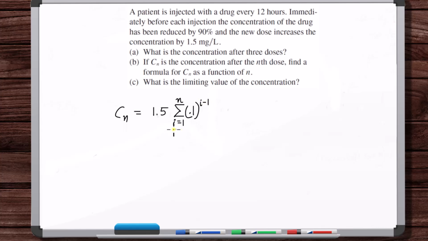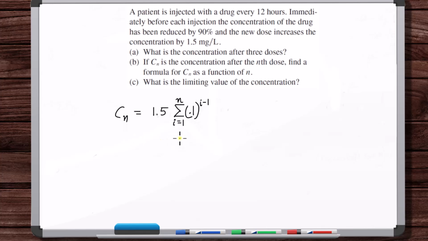Okay, so again, this is still a C sub n. We can plug in n. If we want the 20th term of the concentration sequence, we plug in 20. We do 1.5 times this sum from i equals 1 to 20. So this is the correct C sub n if we're trying to get the amount of drug in the body after the nth dose, and this is correct all the way from n equals 1 to infinity.